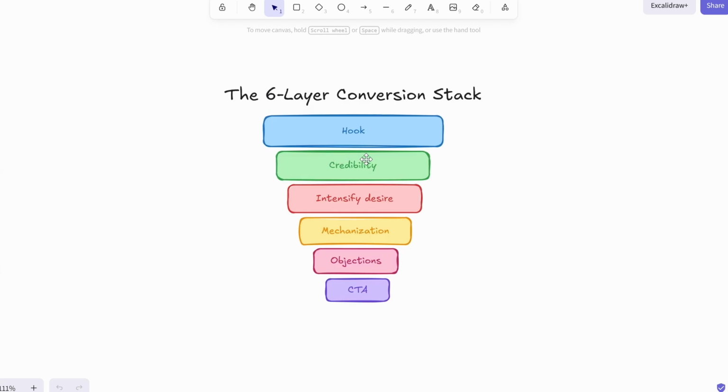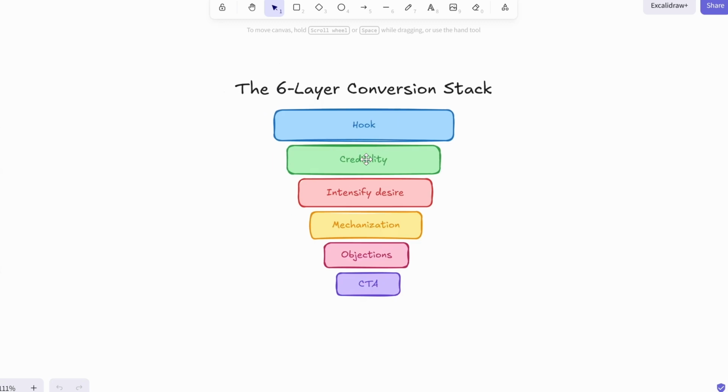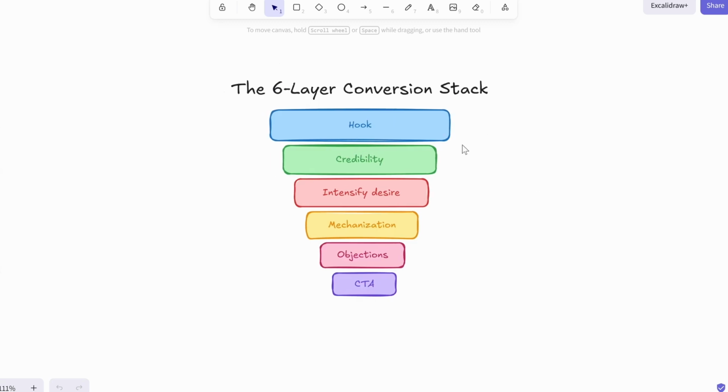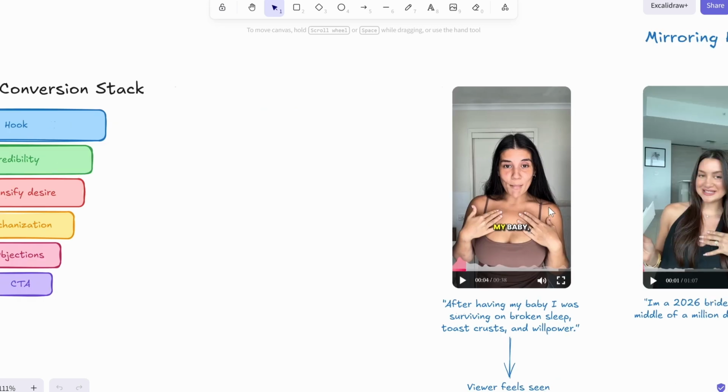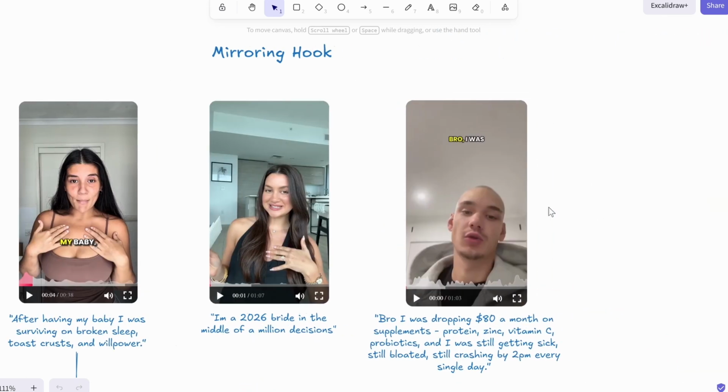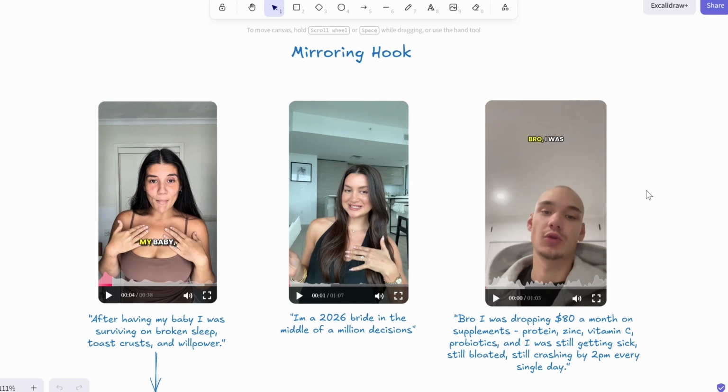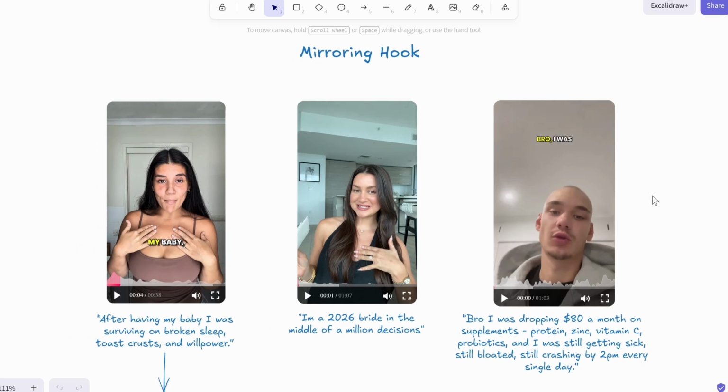A 6-layer repeatable conversion stack. It starts with a hook, then credibility, desire intensification, mechanization, objection handling, and a call to action, all in that order. Now, there were a variety of unique, highly effective hooks during my analysis, so I've picked out some of the most popular ones. First, we have the mirroring hook.